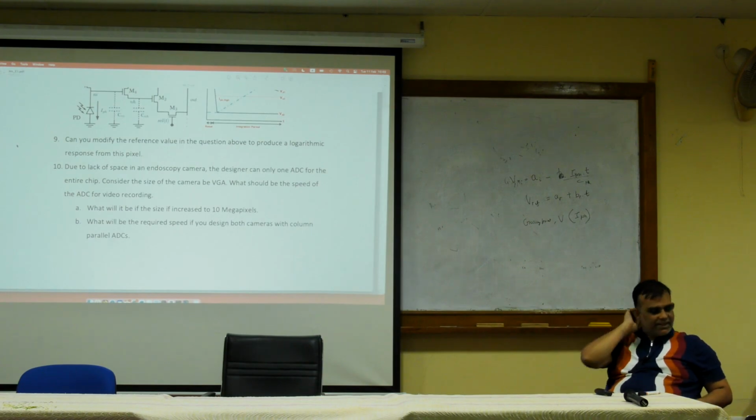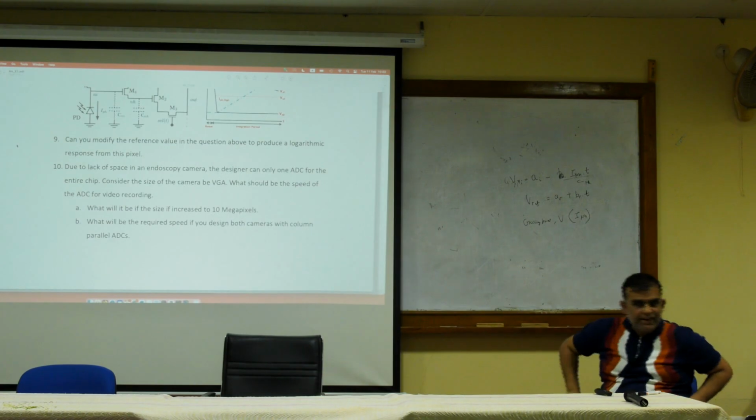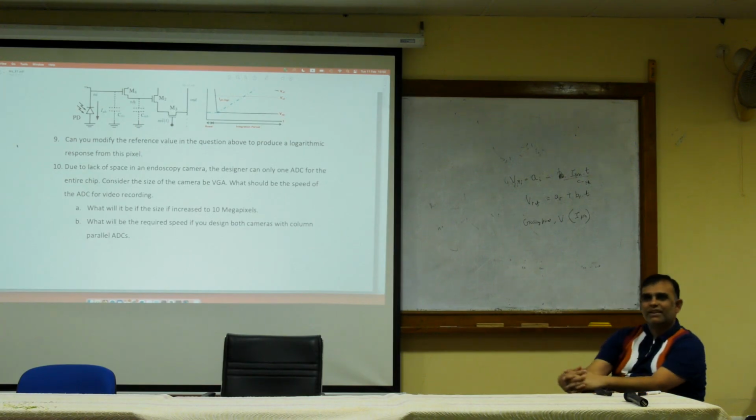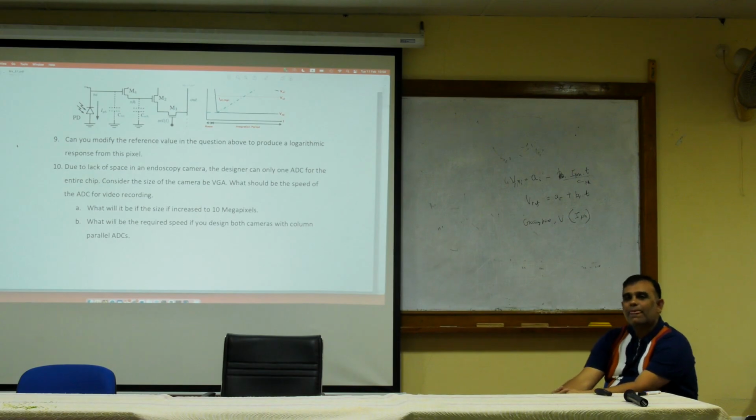This problem again we did last time, when we tried doing the speed of ADC required for a camera. When you make smaller cameras, we don't try to have one ADC per column, particularly when you're making cameras for endoscopes, wherein you're not going to get very high pixels, so the camera has to be very small, as small as possible.